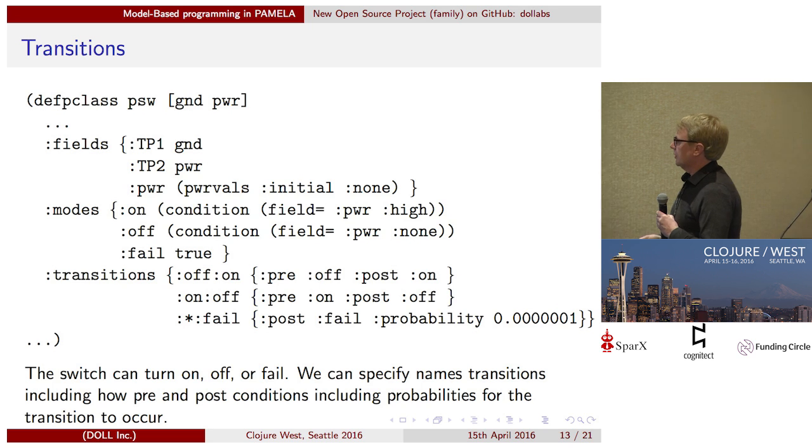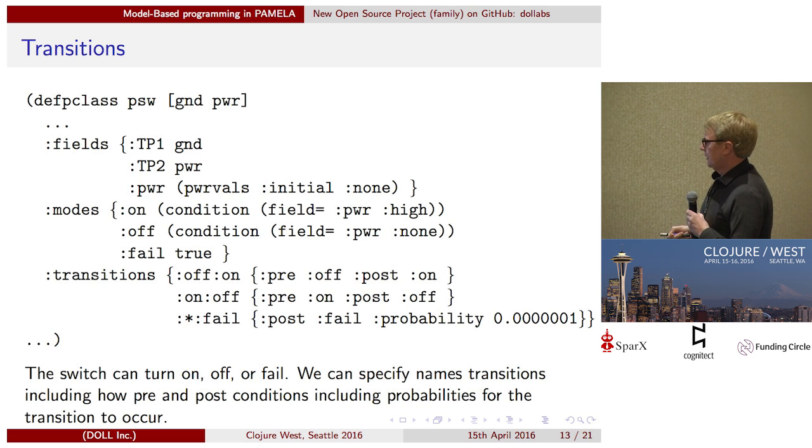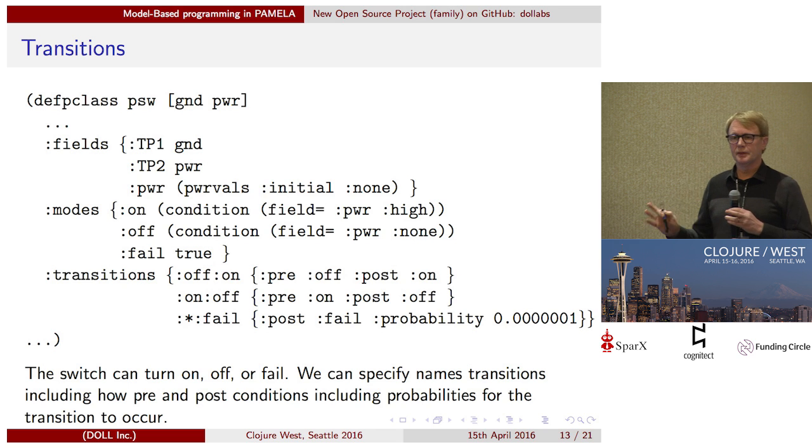If we have a state, we can transition between them. Here we have non-deterministic transitions that can happen for no particular reason. These are just the names of the transitions, but this says we can go from the off state to the on state. We can go from the on state to the off state. And we can go from any state into the failed state. And we can even specify the probability that that will happen based on statistics of how often these things fail.